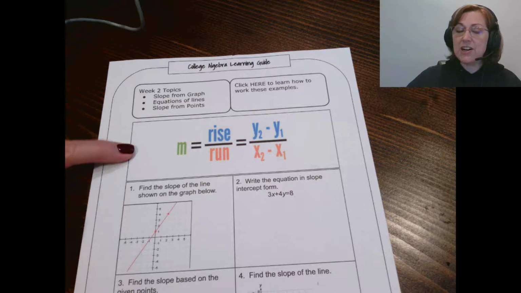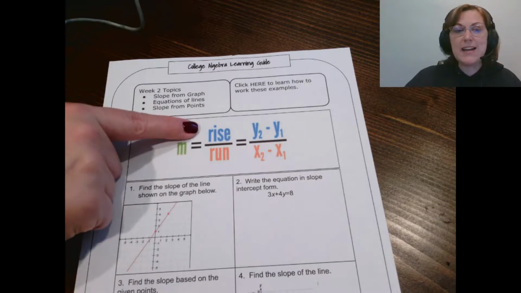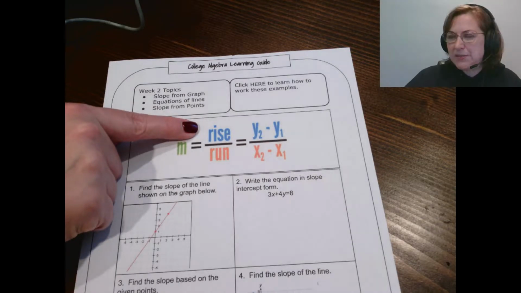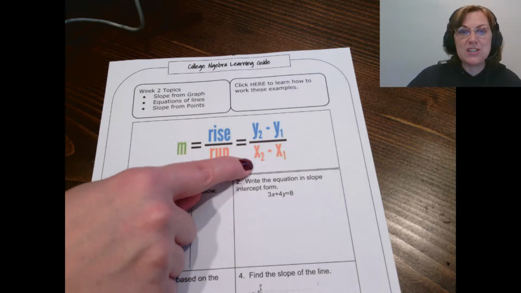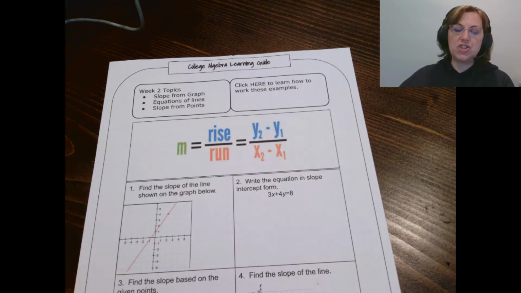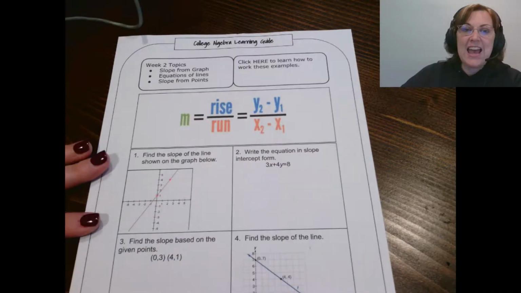But let's jump in. In our notes box here, I gave us the most common forms of finding the slope, and that is rise over run. We use this one most often when we're looking at a graph. And then the formula for slope, which we use when we're finding slope from points. So let's jump into number 1 here. We're looking for the slope of this graph.